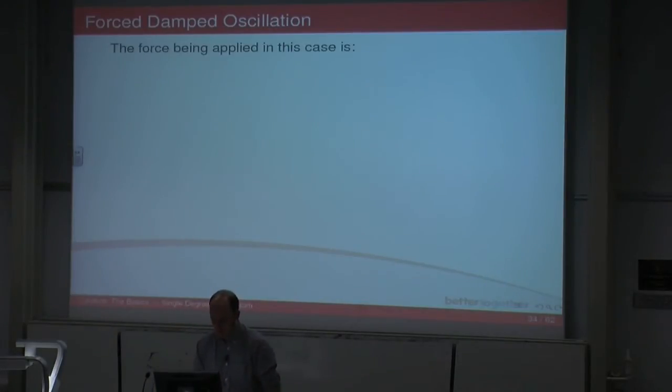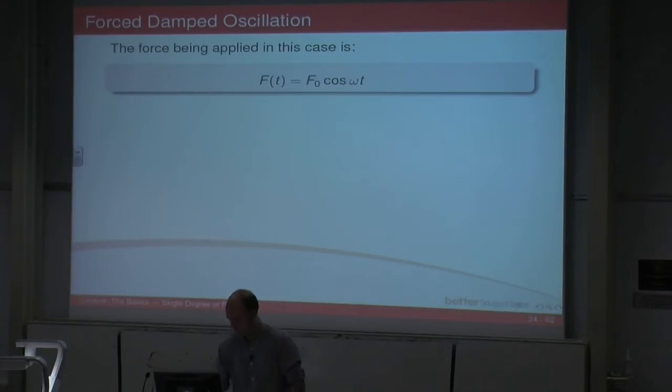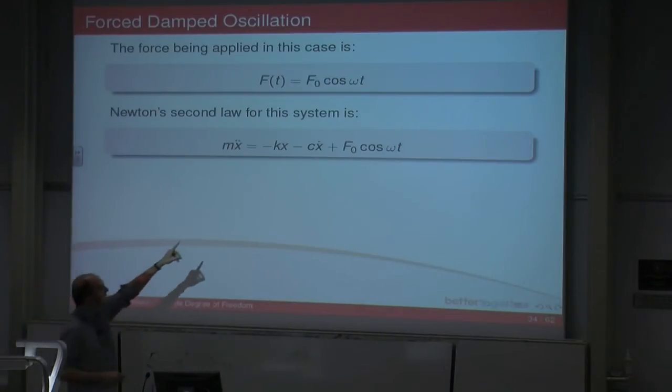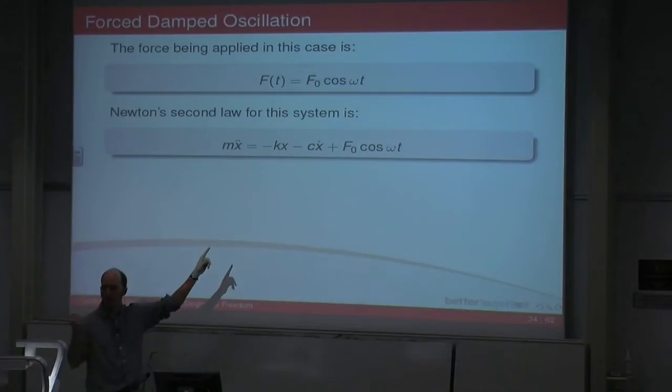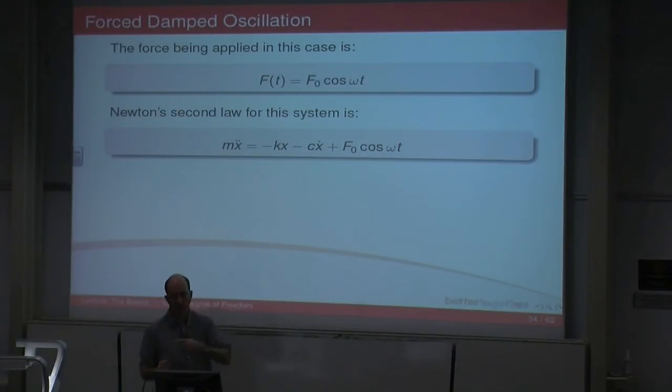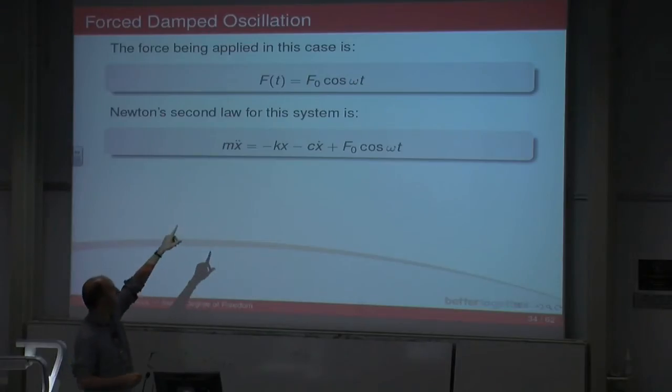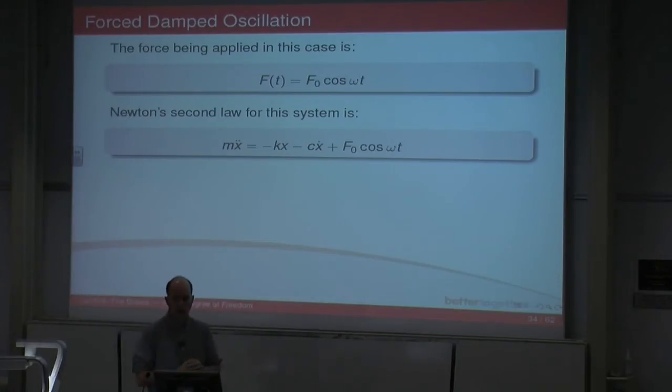Now, if we take Newton's second law for the system. Sum of all the forces equals mass times acceleration. Well, here we've got a spring force, which is a minus because it's always opposing motion, so it's in the minus direction. We've got a damper that opposes motion, so that's a minus c x dot. Okay, and then we've also got this sinusoidal exciting force, which I've called F0 cosine omega t.